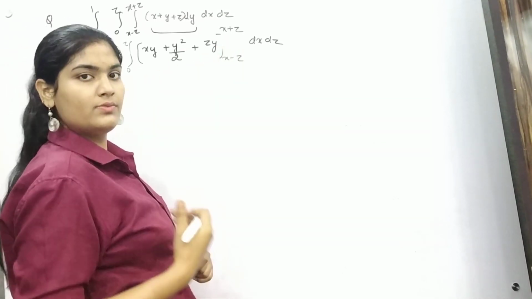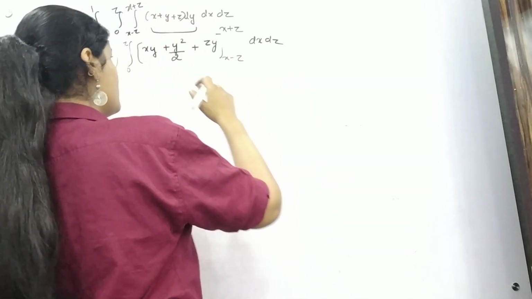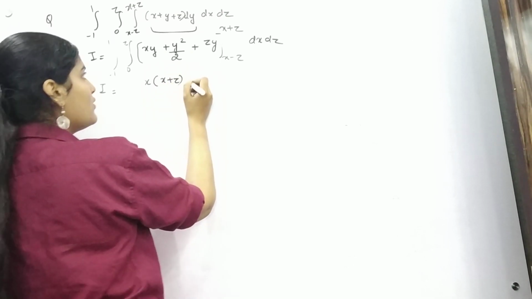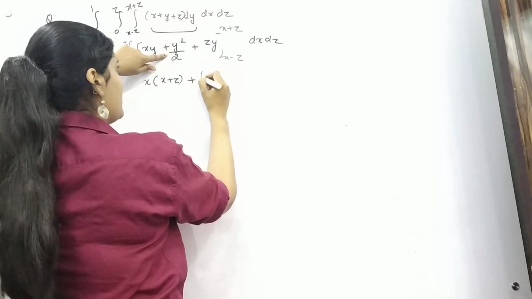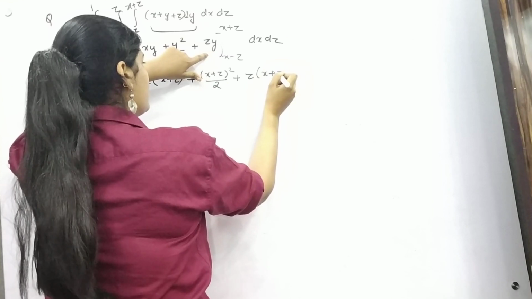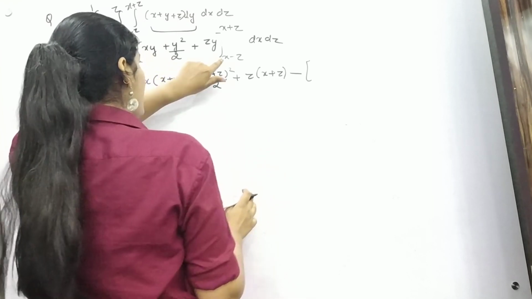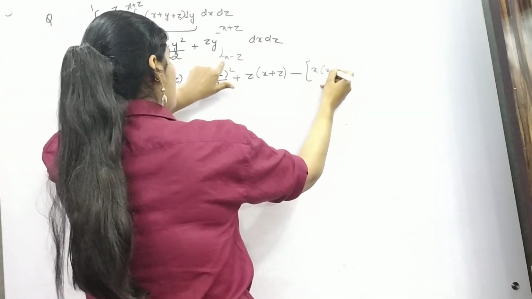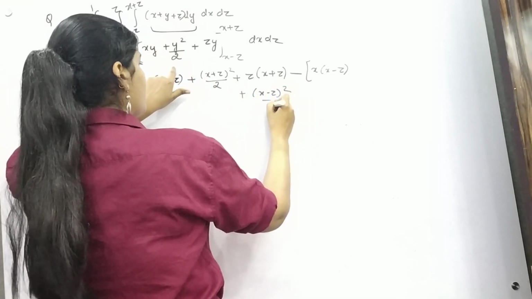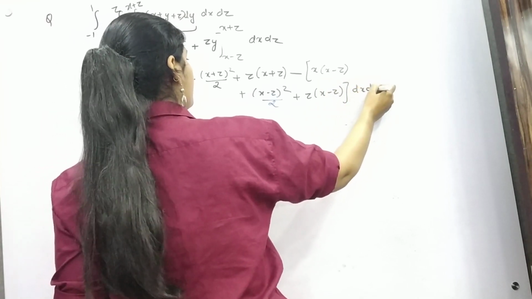Now what you need to do is upper limit minus lower limit, in place of y for which you solved. Firstly I am putting in all the upper limits: x plus z whole square by 2, plus x plus z. Then minus the lower limit. This minus is in the formula, and then x plus the lower limit. The rest is still there.